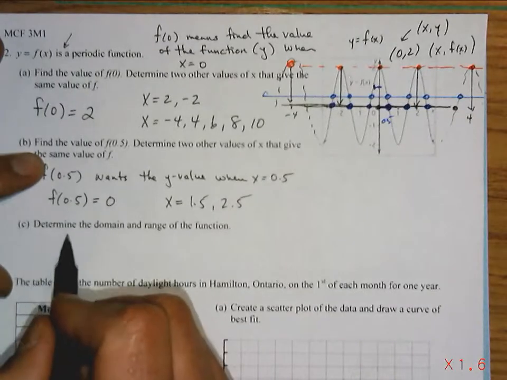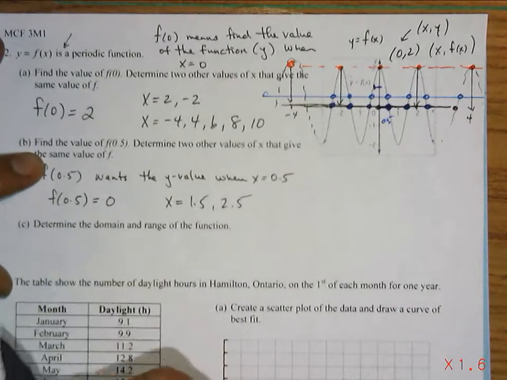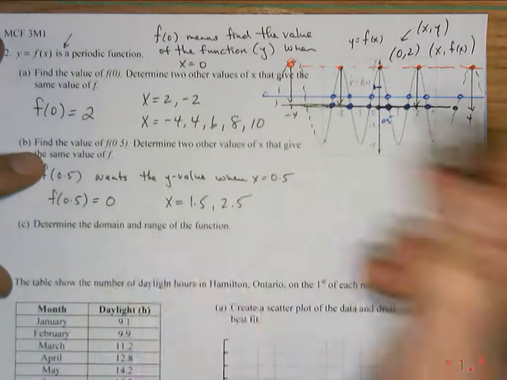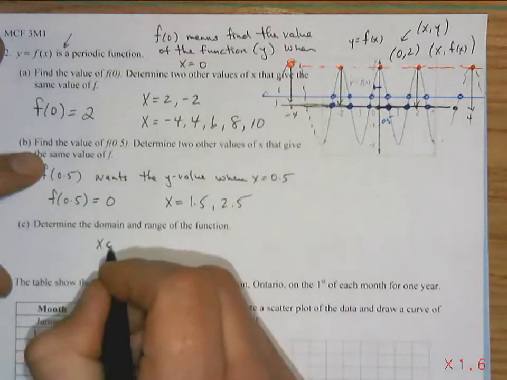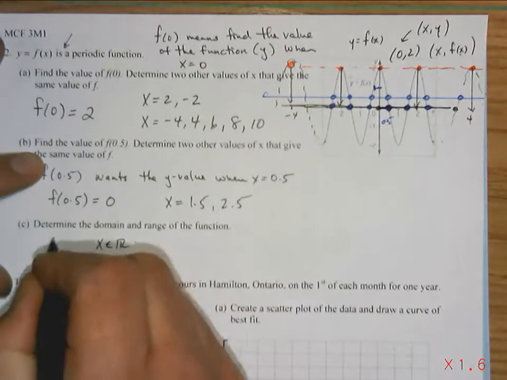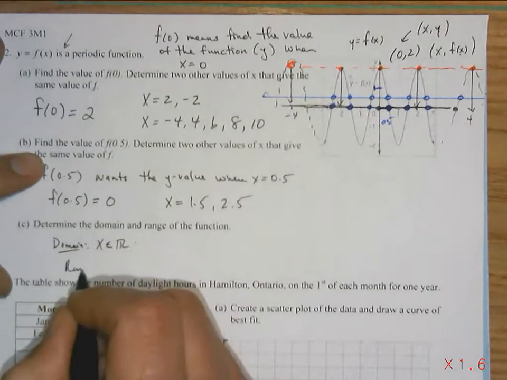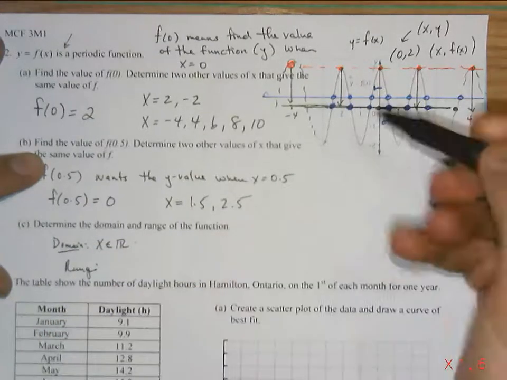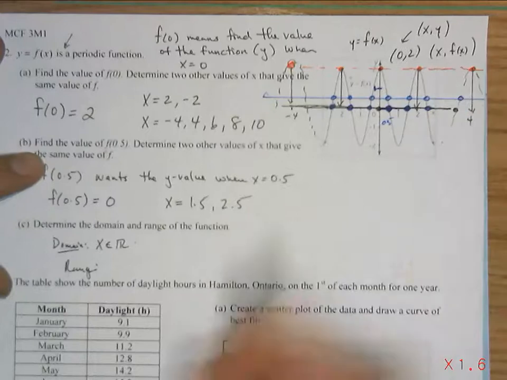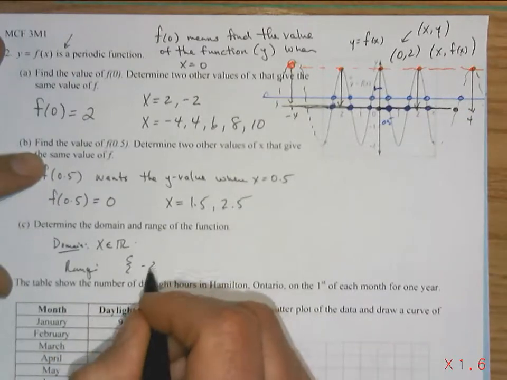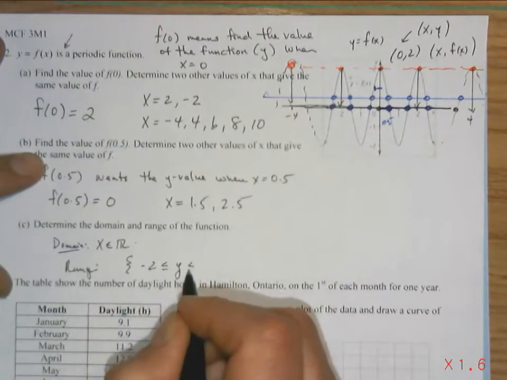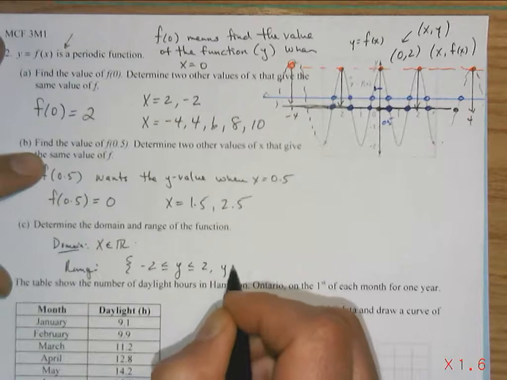Determine the domain and range of this function. Well, the domain, we're assuming that it keeps going forever and ever. So the domain is x is an element of the real numbers. And the range, we're going to say it's going to go up to 2. It's going to go down to negative 2. So funny brackets. And y is an element of the real numbers.